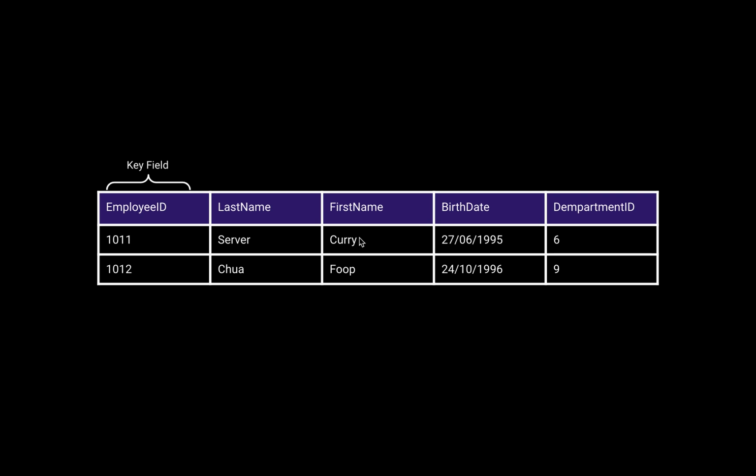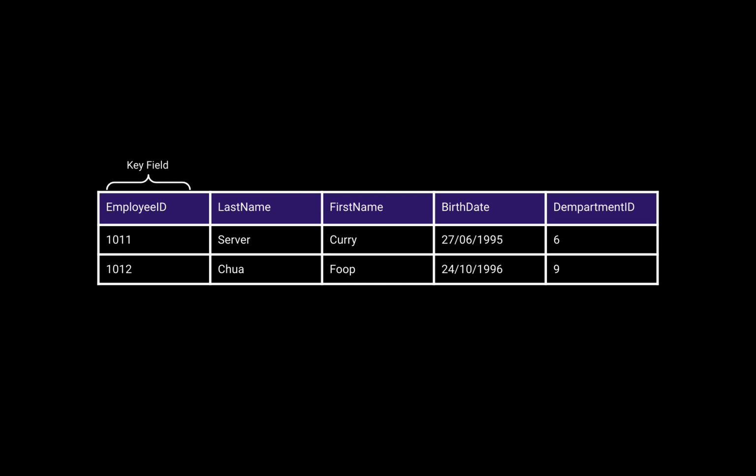Why do we need a primary key? Because sometimes last names can duplicate, right? You can have multiple Servers, you can have multiple Chuas. First names can duplicate as well. There are sometimes a lot of Abigails, sometimes a lot of Andreas in the record books, right? Especially if you have a million records. But this table can only have one unique ID, one primary key. So do take that in mind, okay? It's called a key field, your primary key. It is unique.